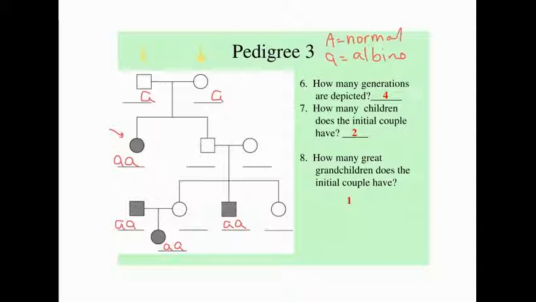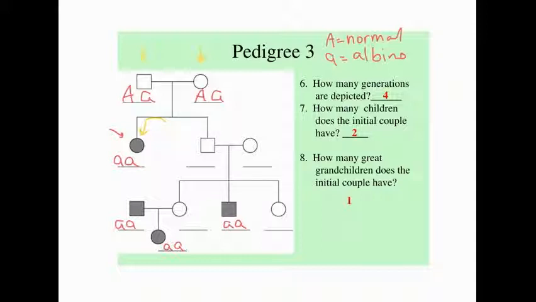Now, their other letters should be pretty easy to figure out. It can't be a little a because if it was, their box and their circle would be filled in. Therefore, they got to have the big capital dominant A in order to not be albinos themselves. But they're both carriers. That's why they were able to give that trait to their daughter.